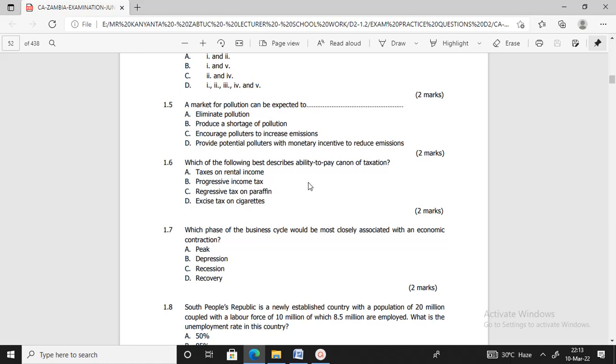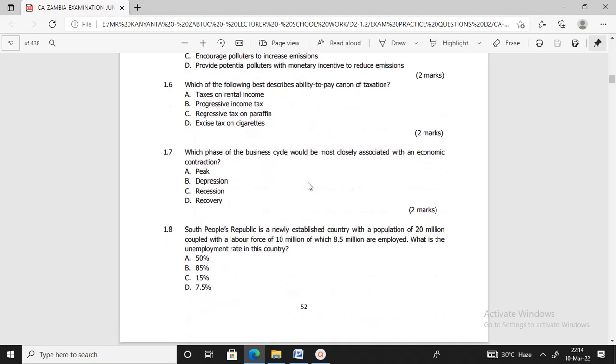1.7. Which phase of the business cycle would be most closely associated with economic contraction? Economic contraction is where economic activities are going down and unemployment is rising, business is going down. So this is known as a recession. So 1.7 correct option is C. That should be a recession.